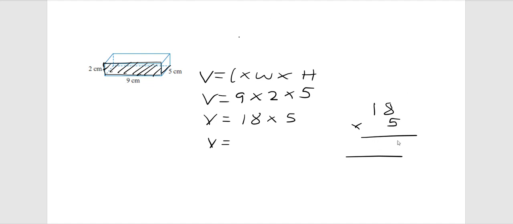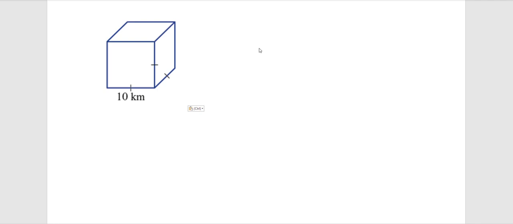So 5 times 8 is 40, the 0 down, add the 4. 5 times 1 is 5, plus 4 is 9. So we get 90 centimeters cubed. That's the volume. Now this prism, we call this one a cube because we can see all the sides they're showing us are equal in length.